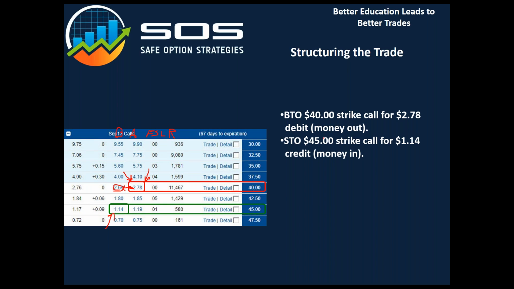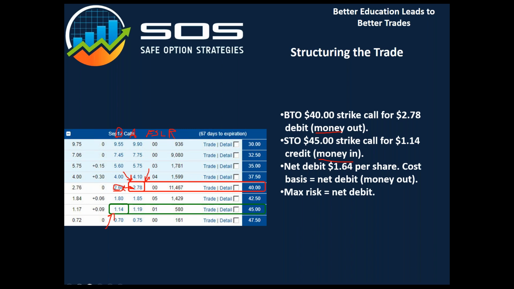So $2.78 money out, $1.14 money in, and we have a net debit of $1.64 per share. That is our cost basis. That is our maximum risk in the trade, the most amount of money we can lose. Our net debit is equal to our maximum risk, which is equal to our cost basis.